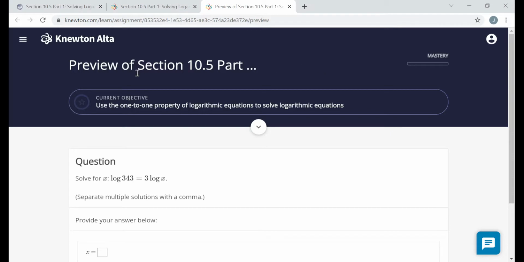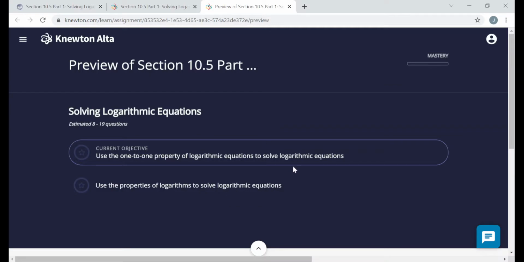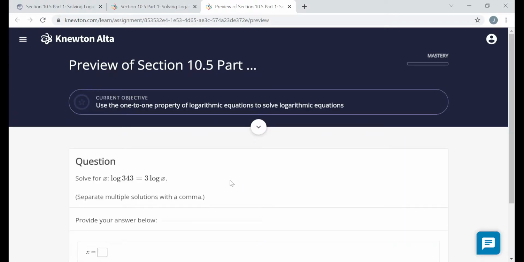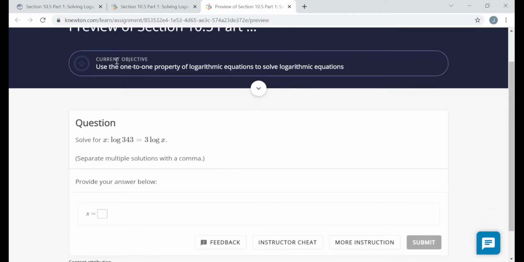Okay, so here's the assignment page. You will not see the words preview of, right? You'll just have the title of the assignment. Then you have your mastery bar telling you how far along you've gotten. And then beneath that you have the objectives. It looks like there are 2 objectives for this particular assignment. And then beneath the current objective there is a question related to that objective.